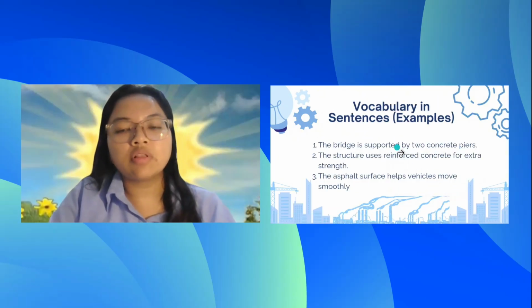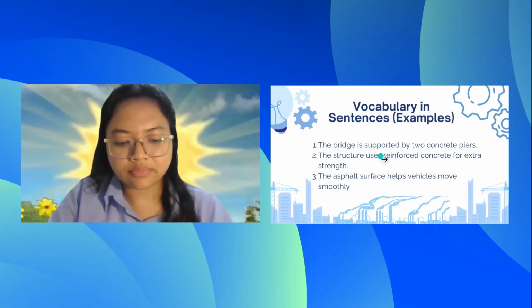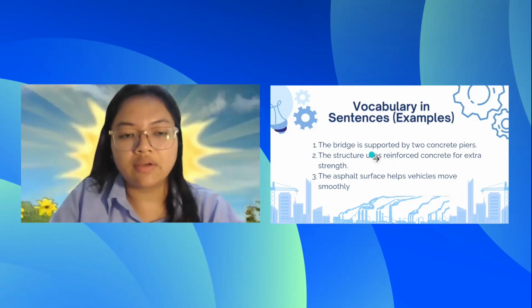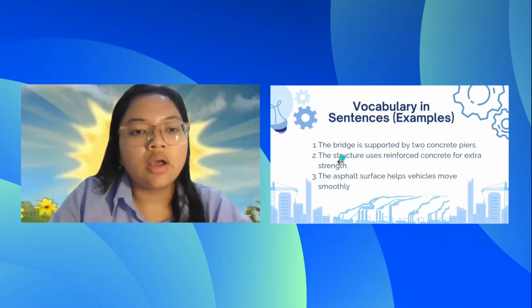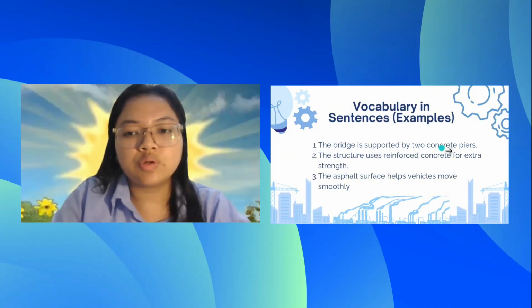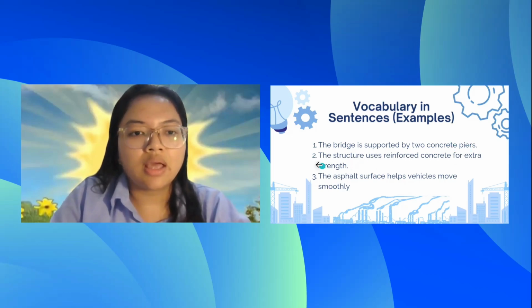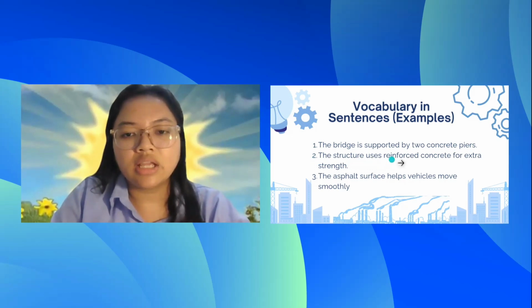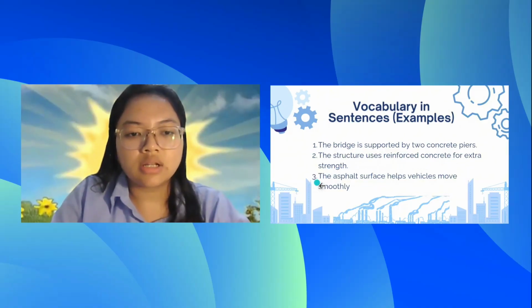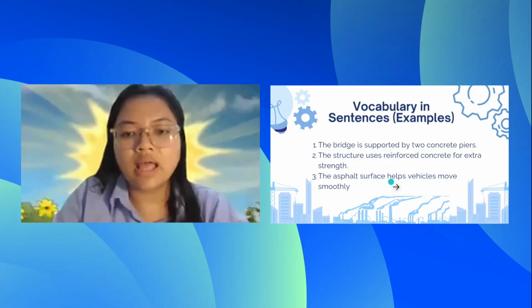Next is vocabulary in sentences. Now, let's look at some examples. We have 3 examples. First, the bridge is supported by 2 concrete piers. Second, the structure uses reinforced concrete for extra strength. Third, the asphalt surface helps vehicles move smoothly.